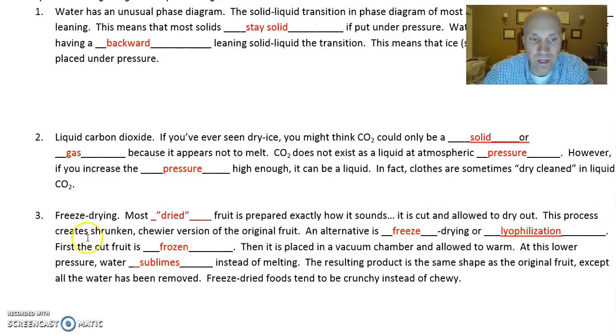All right. But there's another way to dry out a fruit, which is called freeze drying. It also goes by this other name, lyophilization. And the way that works, first what you're going to do is you're going to cut the fruit and then you're going to freeze it really hard. All right. Probably getting it down to about -30 or so. So the fruit chunks are really, really frozen hard. So then what we're going to do is we're going to place that frozen fruit into a vacuum chamber and let it warm up.